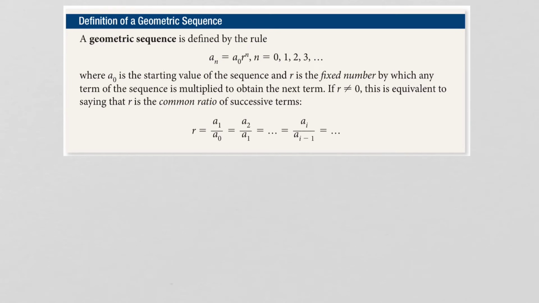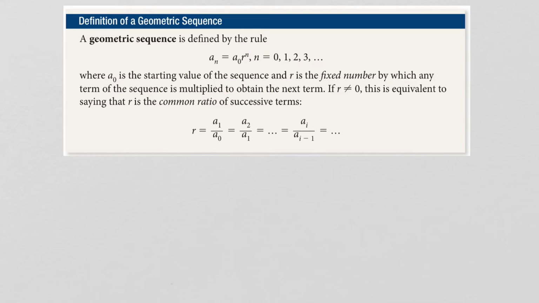The next type of sequence I want to talk about is the geometric sequence. And the geometric sequence is defined by the rule that you see here. A_n equals A naught times r to the n. Once again, n equals the values 0, 1, 2, etc. A naught is again the starting value of the sequence, and r is the fixed number by which any term of the sequence is multiplied to obtain the next term.